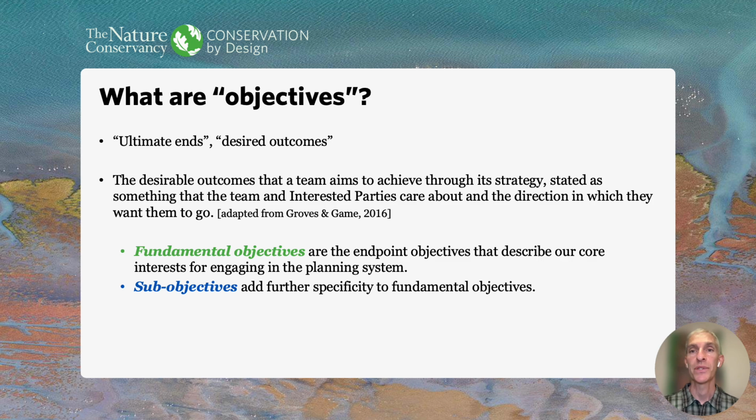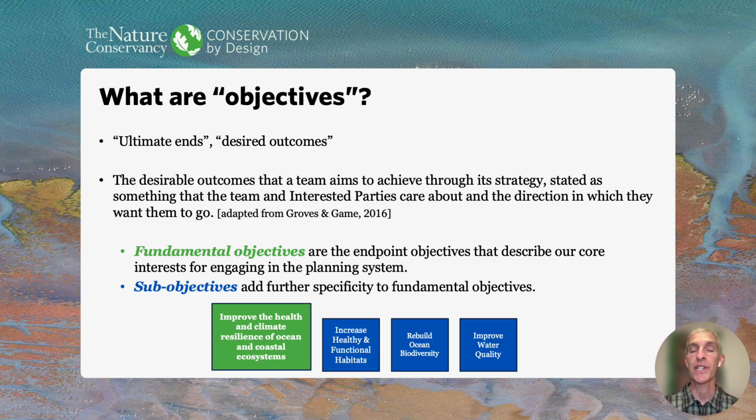By fundamental objectives, we mean the endpoint objectives that describe our core interests for engaging in the planning system. Sometimes fundamental objectives are relatively high level, meaning it's helpful to further define sub-objectives, which add specificity to fundamental objectives. For example, a marine team might set a fundamental objective as improving the health and climate resilience of ocean and coastal ecosystems. They might then define sub-objectives around increasing healthy and functional habitats, rebuilding ocean biodiversity, and improving water quality.